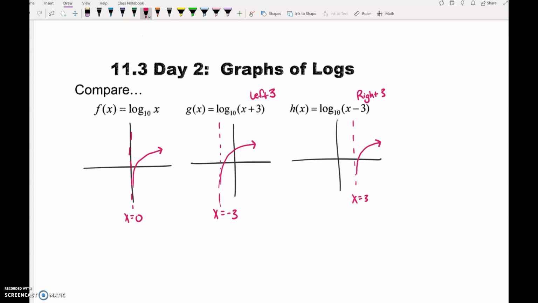If we wanted to talk about domain and range, we've got the asymptote, so the domain and the range. The domain would be x is greater than 0, range, all real numbers. This one, x is greater than -3, the range, all real numbers. This one, x is greater than +3, the range is all real numbers.